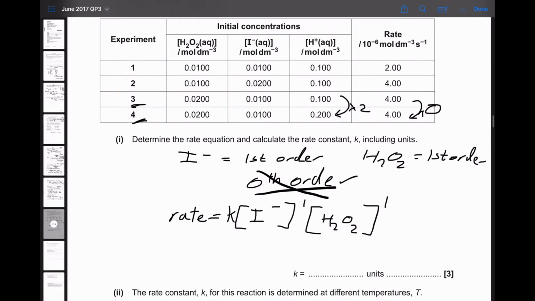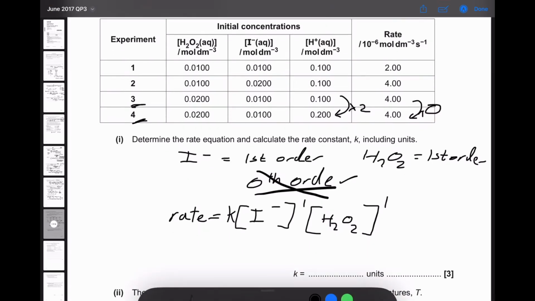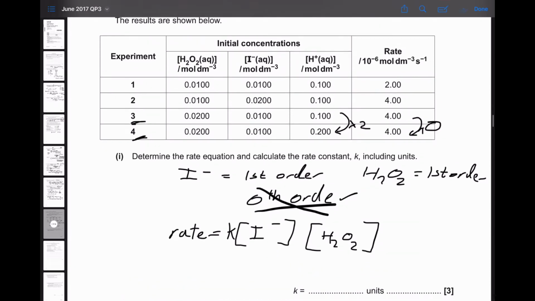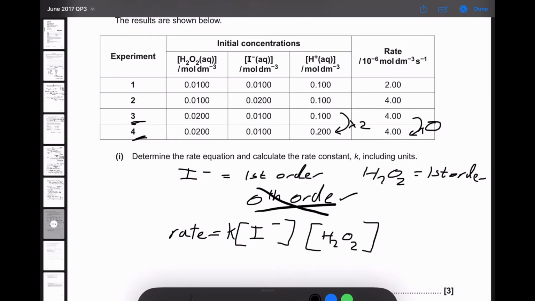So we're saying rate is equal to some constant times our concentration of iodine to the power of 1 times our concentration of hydrogen peroxide to the power of 1. Well, if you do times to the power of 1, nothing happens to it. It's just what it is. So then we're going to pick any rate at all from the question. I'm going to pick the first one.